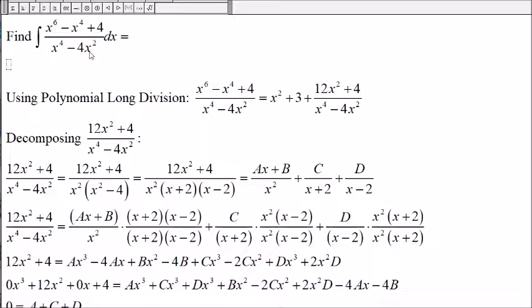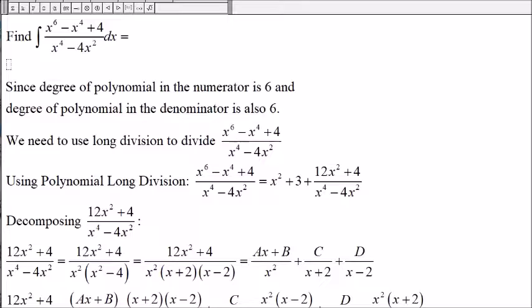Here we have the integral of (x to the 6 minus x to the 4th plus 4) divided by (x to the 4th minus 4x squared). Here we have the polynomial in the numerator. The degree is 6. And the polynomial in the denominator, the degree is 4.